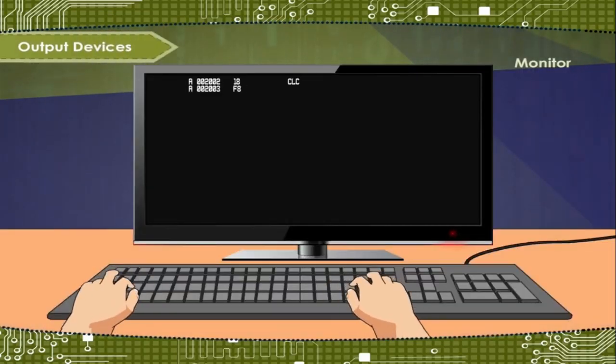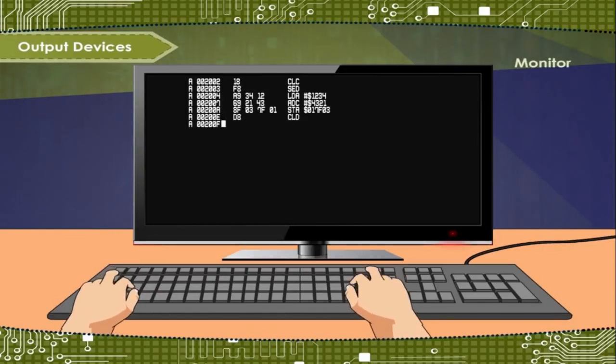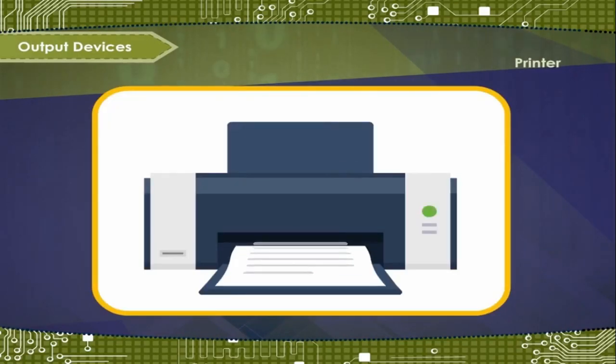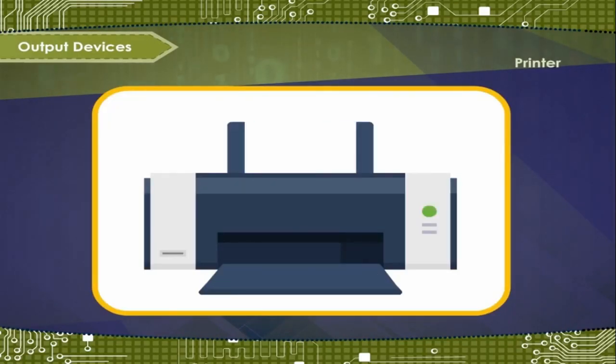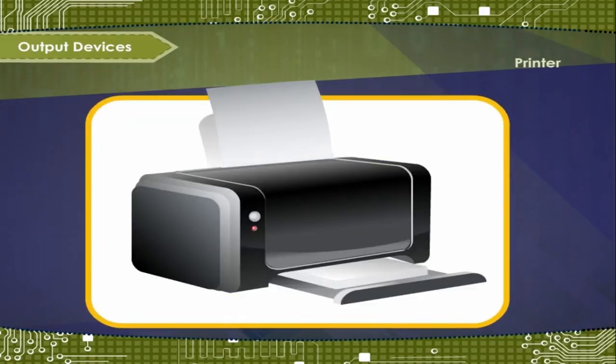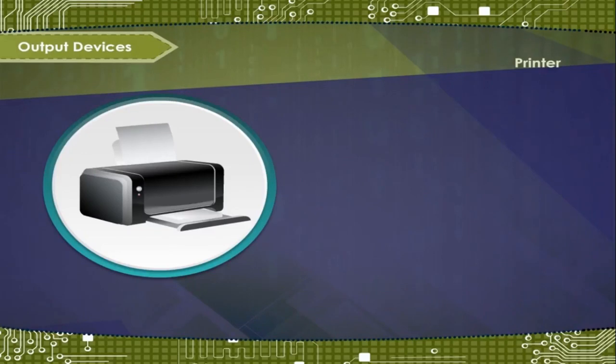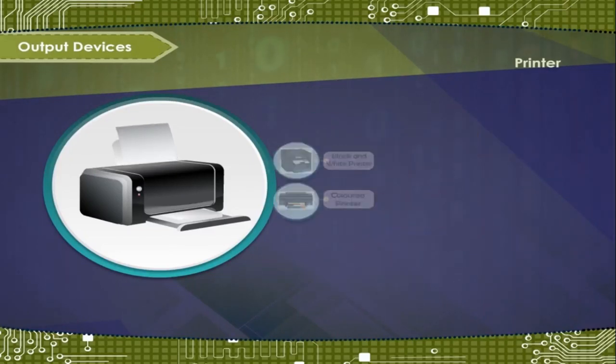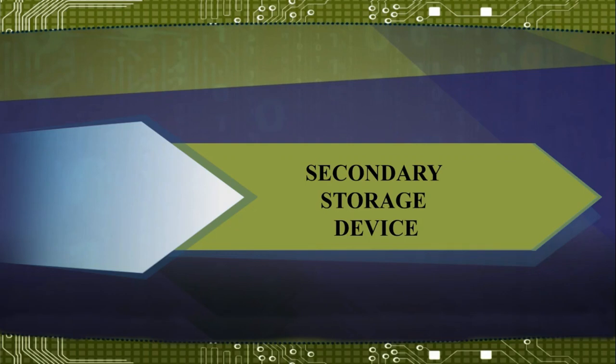Whatever text is entered, either using the keyboard, or graphics drawn by mouse, or the scanned images, all appear on the screen of the monitor. Printer. Printer gives the output in printed format. The printed output is called the hard copy. The printer can be either a black and white printer or a colored printer.